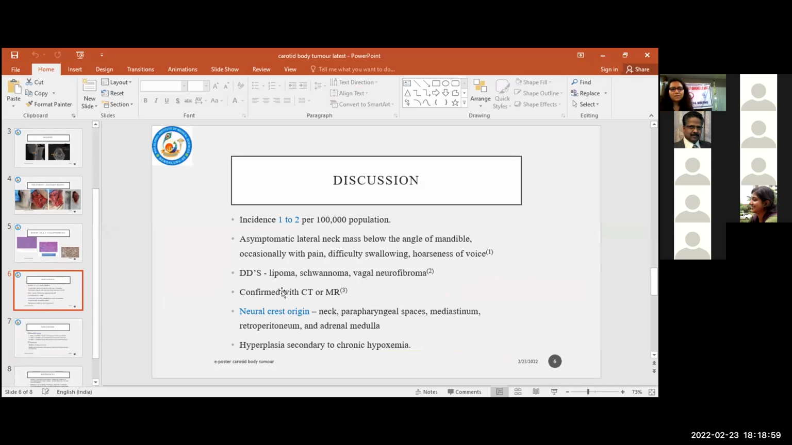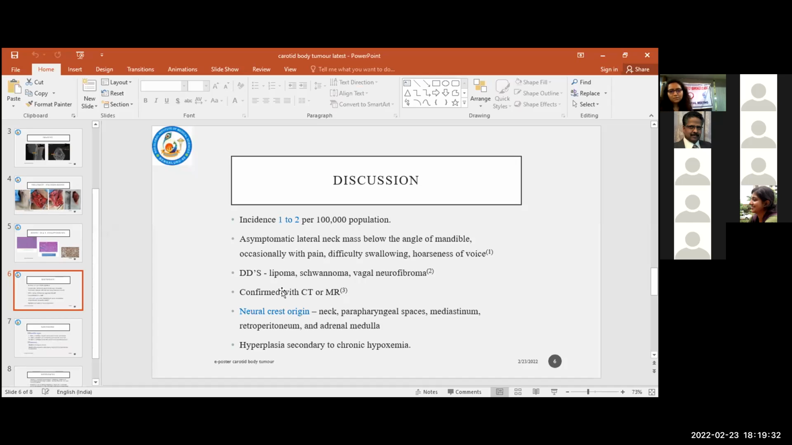Carotid body tumors are among the rarest neoplasms, with an incidence of 1 to 2 per 1 million population. The majority of these tumors present as an asymptomatic lateral neck mass below the angle of the mandible. Patients might occasionally present with pain, difficulty in swallowing, hoarseness of voice. Differential diagnoses of carotid triangle swellings include lipoma, vagal schwannoma, vagal neurofibroma. On clinical suspicion of carotid body tumor, diagnosis should always be confirmed with CT or MR angiography.